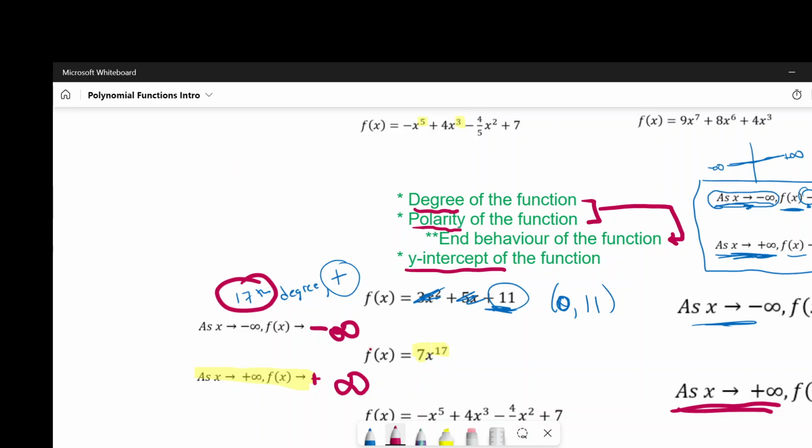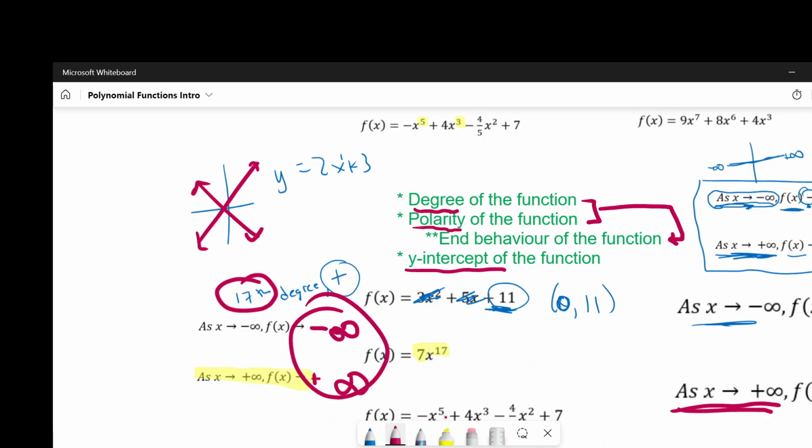And you've graphed enough lines in your day, right? y equals 2x plus 3 is a first degree polynomial. And we know that a line, one side goes up, the other goes down. They disagree. And that is true for any odd degree polynomial, that the two end behavior statements will disagree.